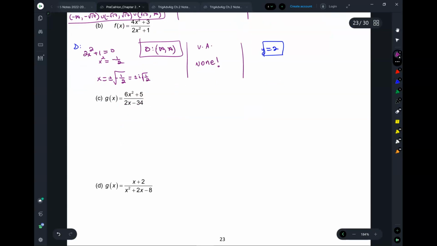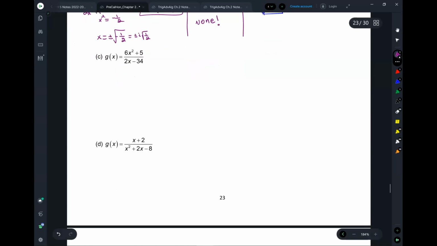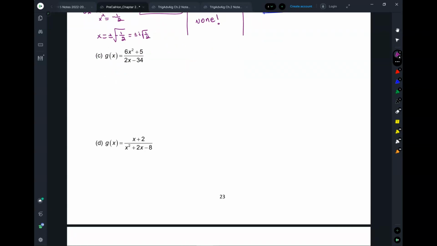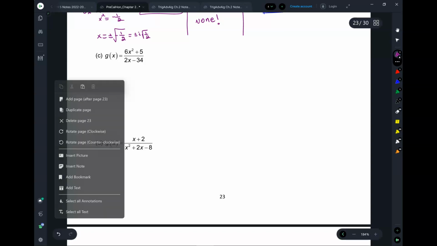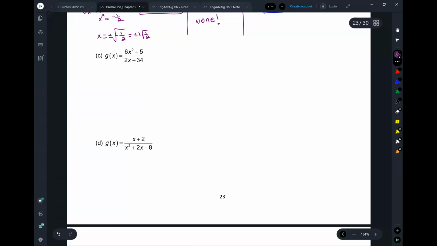Okay, so here, what's the domain? You can tell me without even doing any work. Where is the denominator 0? For this one? Where is the denominator 0? At 17. Right? So if you do 2x minus 34 equals 0, x is 17. So that's the domain. So vertical asymptote is x equals 17.